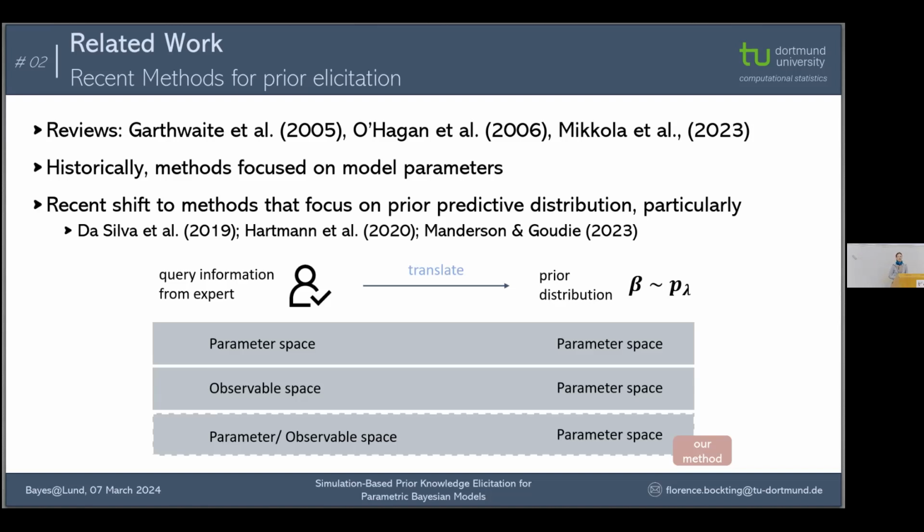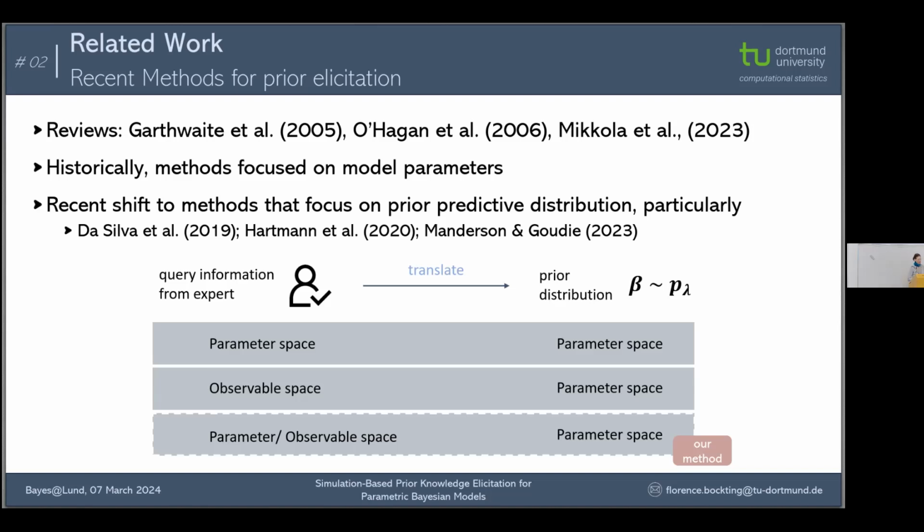We try to combine both views by allowing the expert to give information on both the parameter space or the observable space, so actually the outcome variable or the scale of the outcome variable and derived quantities from this. Our work mainly builds on the work from Silva and colleagues, Hartmann and colleagues, and Manderson and Dowdy, I'm very embarrassed, I'm not sure how to pronounce it, who is also here today and will in the next talk introduce the method, which I'm looking very much forward to.